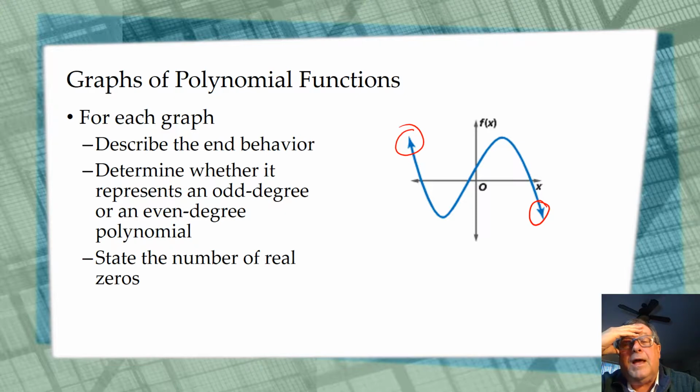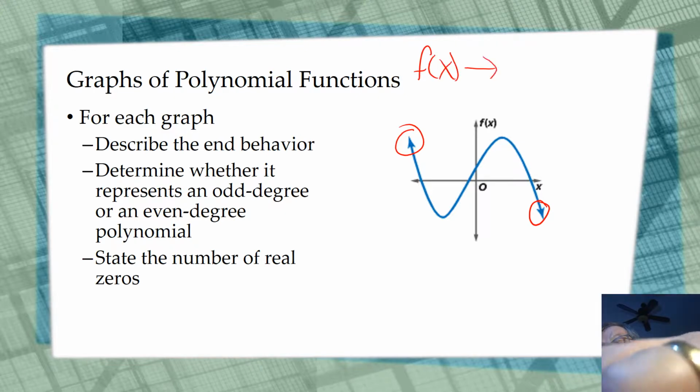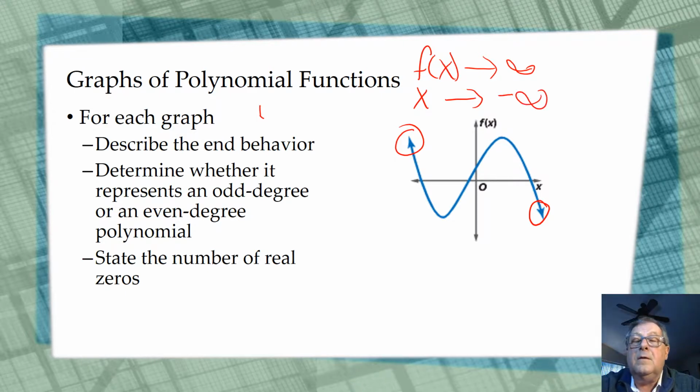And so on the end, my left end behavior, I can see that I'm headed into where f of x is approaching infinity. So I can say here on this end behavior, as f of x is approaching infinity, well, what am I seeing happening on the horizontal axis? Well, x is approaching negative infinity because x is going in this direction.